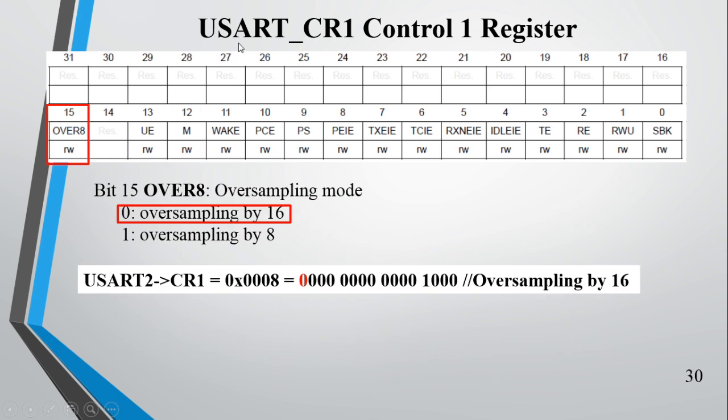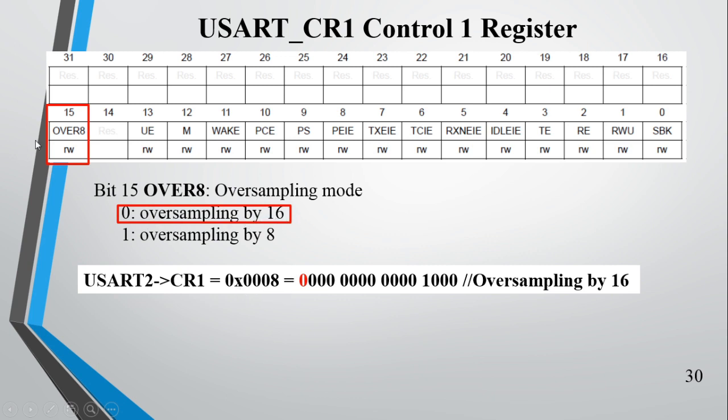Then the next bit in the same register that I am going to configure is bit number 15. This is known as the over 8 bit. This is used for configuring whether you are selecting oversampling by 16 or oversampling by 8. By default 0 will be there here. I am using only 0. By default all the values will be zeros. So if we are writing 0 in oversampling 8, what does it mean? We are configuring oversampling by 16.